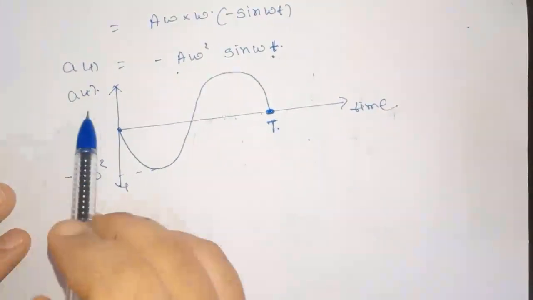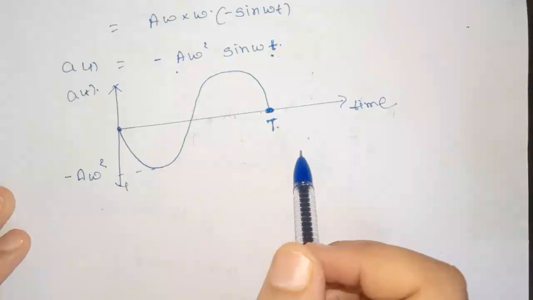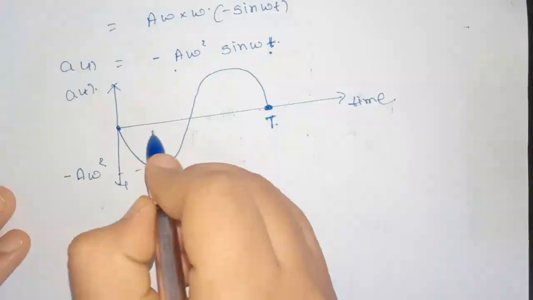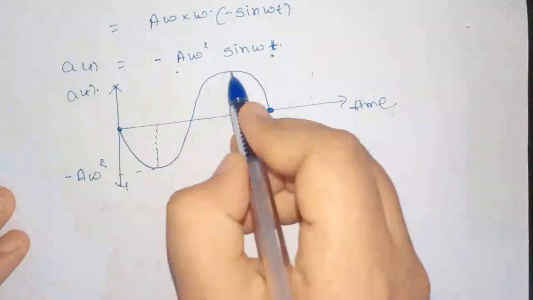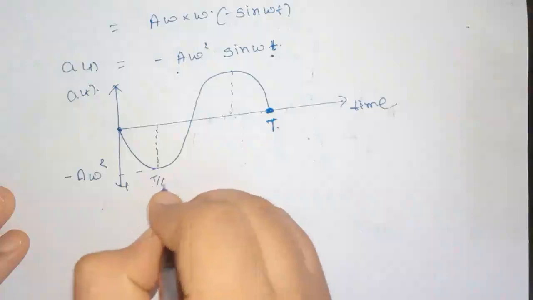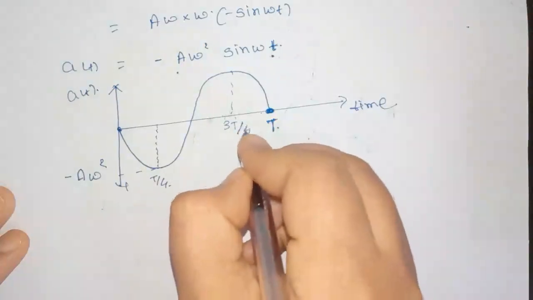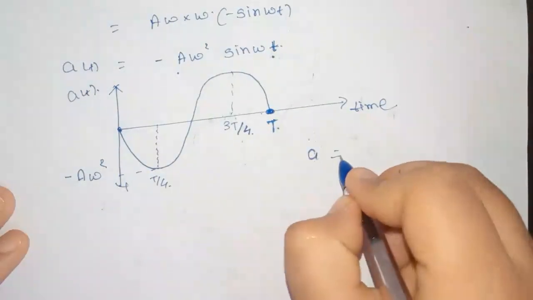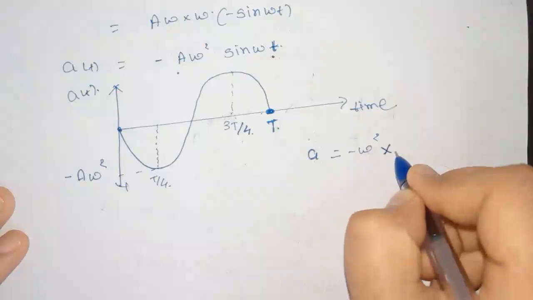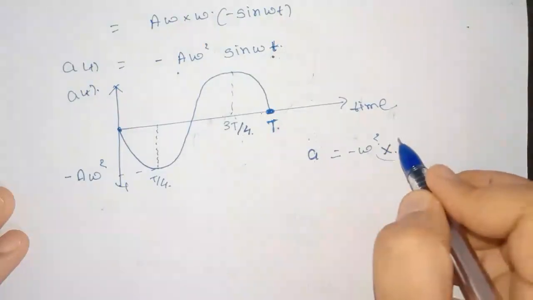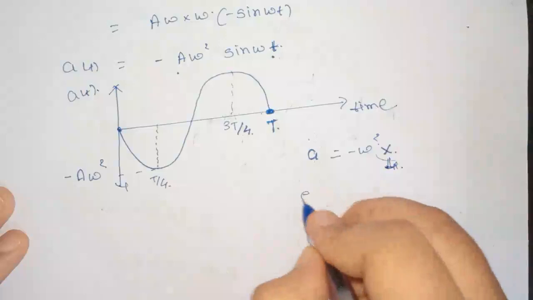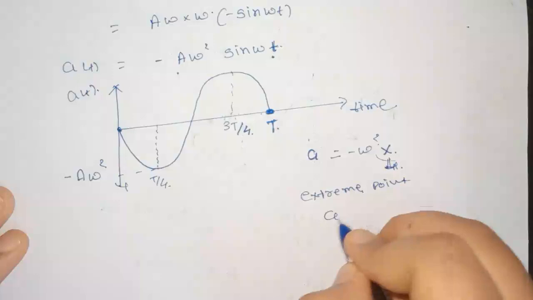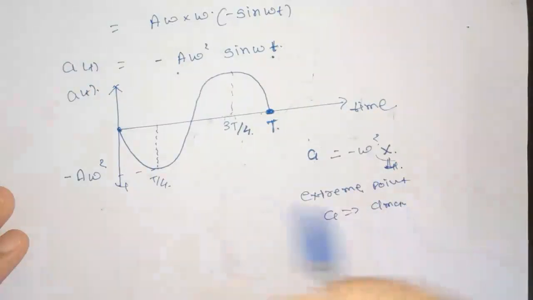And here we can see acceleration is also variable. Acceleration is not constant. Acceleration is maximum at time T by 4 and 3T by 4. That we can see from the basic formula of acceleration for SHM, that is minus omega square x. So when the position is maximum, that means it is at extreme point, then acceleration will also be maximum.